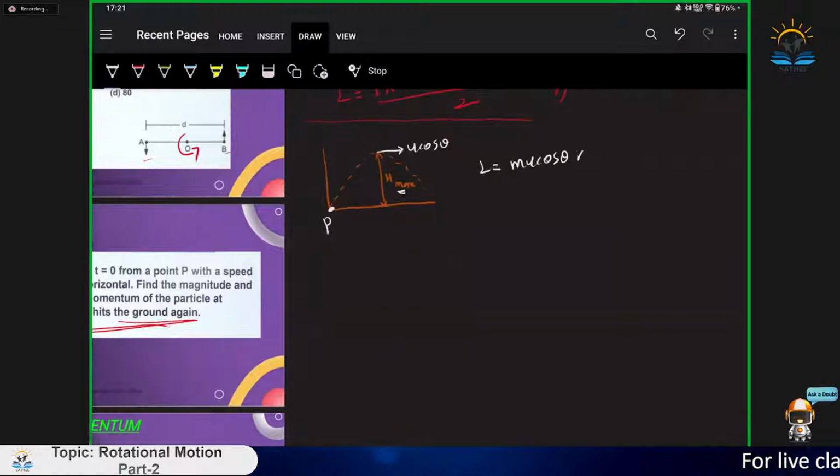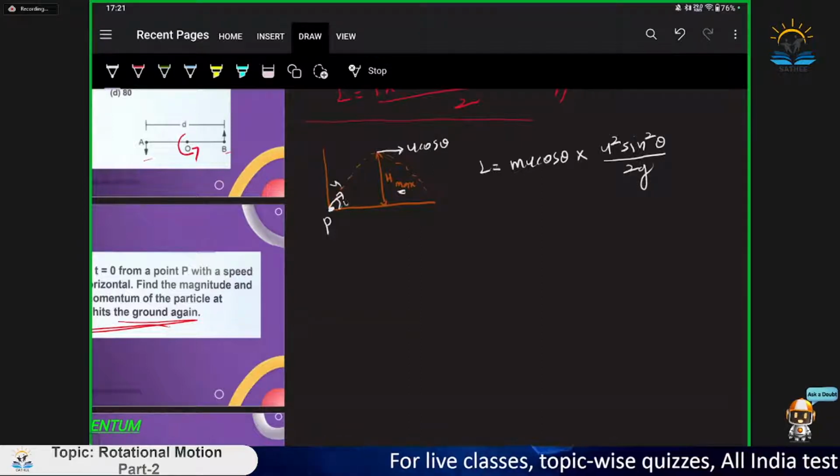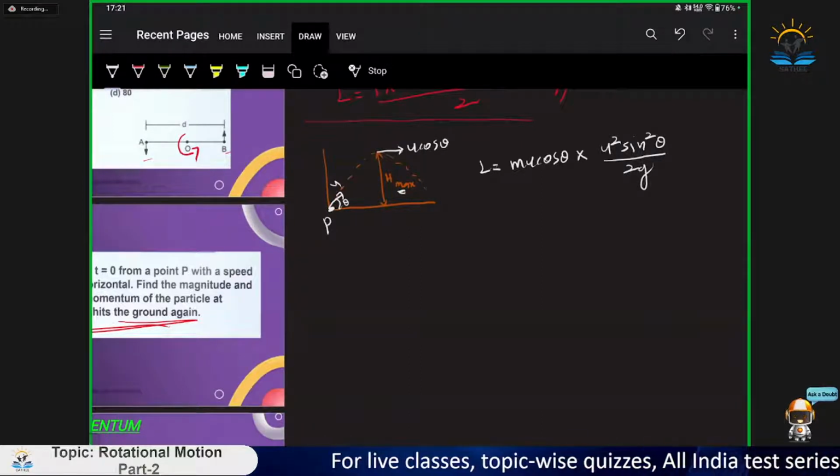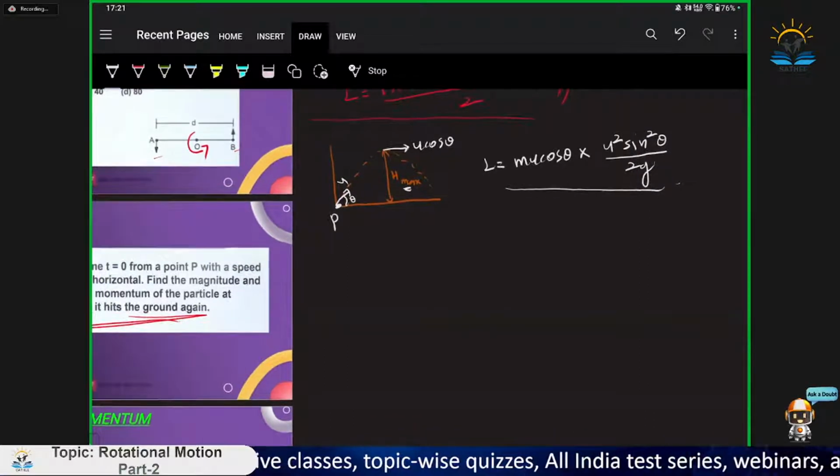Mu cos theta into r perpendicular, which here will be h max. What is the equation for h max? U square sine square theta divided by 2g. This will be the equation at the highest point, h max.